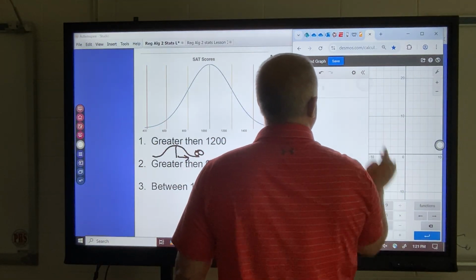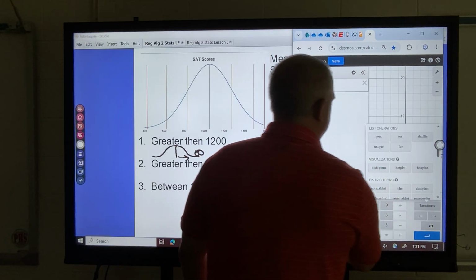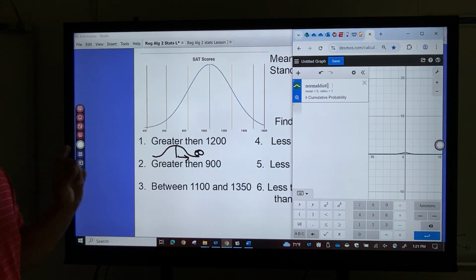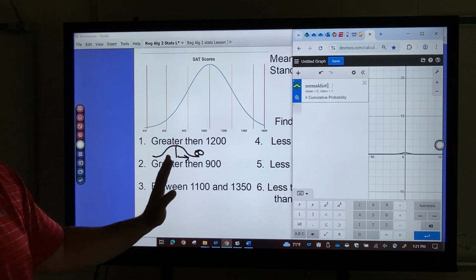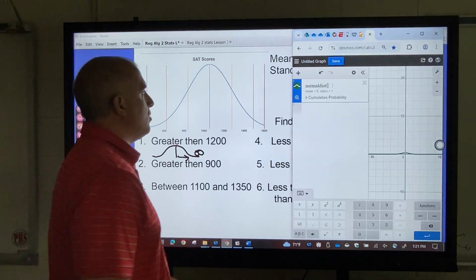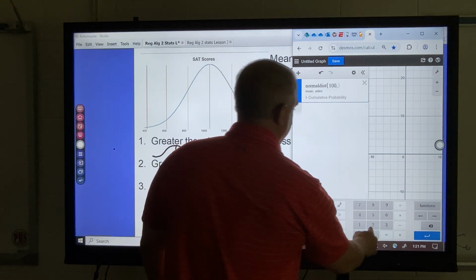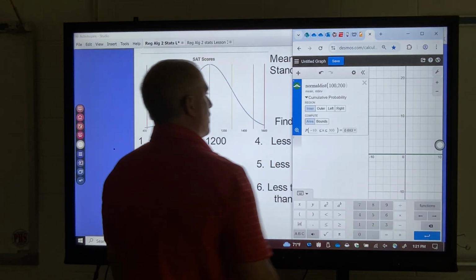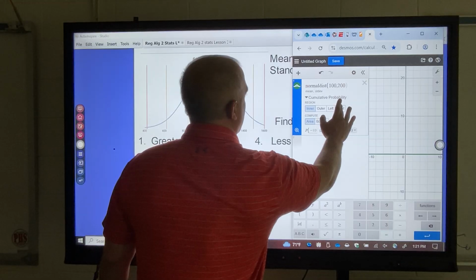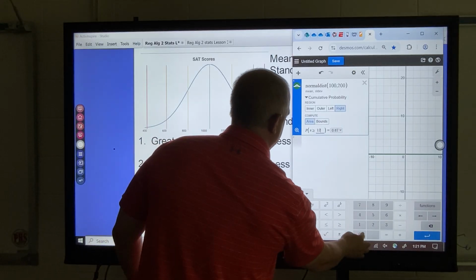Real easy. You go to functions. You scroll down till you find the thing that says normal dist for normal distribution. We'll get to the standard normal later, but if they give us a mean of 1,000 and a standard deviation of 200, they're telling us to put the mean first. So 1,000, comma, standard deviation of 200. We're going to click cumulative probability. So what we have to understand is, am I going to the right? Well, I'm going greater, so I'm going to put my 1,200 in.